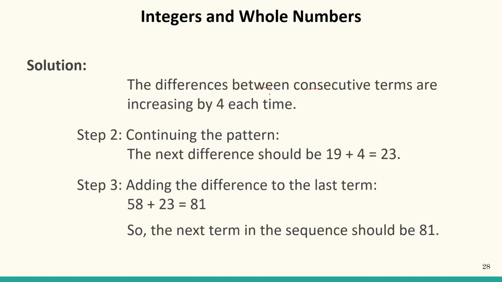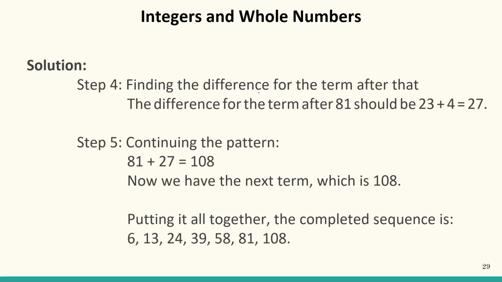The differences between the consecutive terms are increasing by 4 each time. Continuing the pattern, the next difference should be 19 plus 4, which is equal to 23. Adding the difference to the last term, 58 plus 23 is equal to 81. So the next term in the sequence would be 81. The difference after that should be 23 plus 4, which is 27. Continuing the pattern, 81 plus 27 is equal to 108. Now we have the next term, which is 108. Putting it all together, we complete the sequence as 6, 13, 24, 39, 58, 81 and 108.